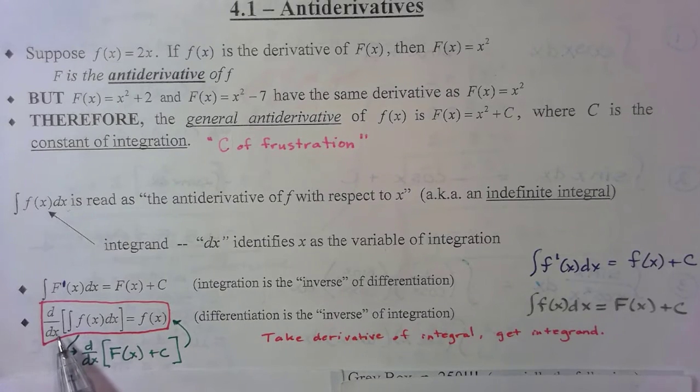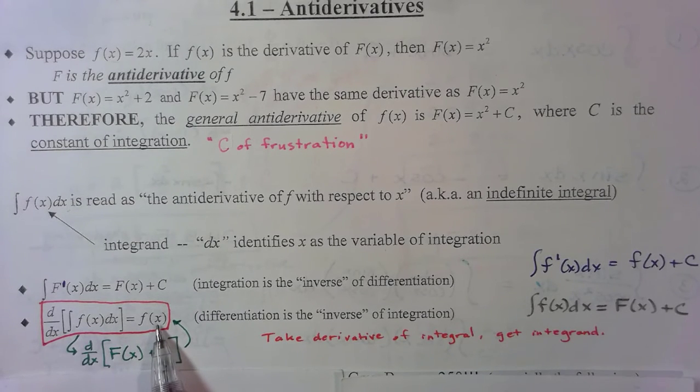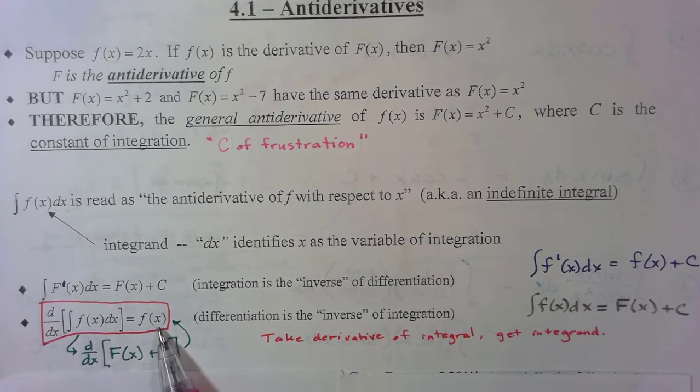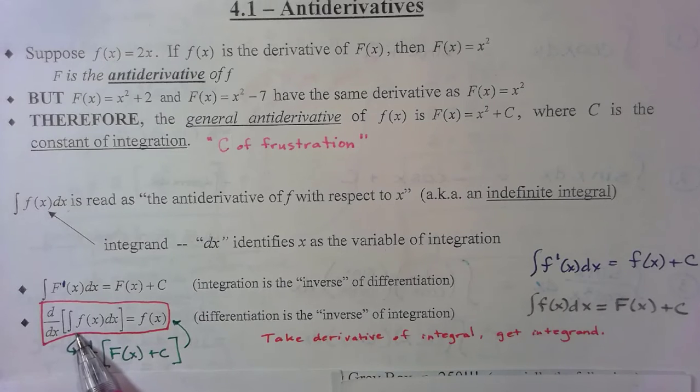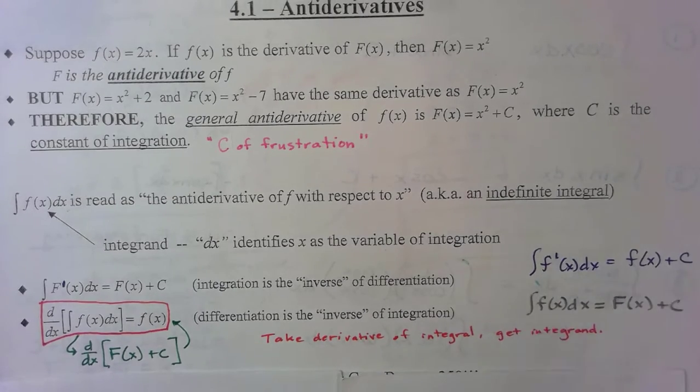And if I take the derivative of an integral, I get the integrand. Let me say that again. Take the derivative of an integral, I get the integrand. Or the derivative of the antiderivative is the integrand. Okay? Why would that be? Because the antiderivative of little f would be cap F plus c. And when you take the derivative of cap F plus c, you get the derivative of cap F, and the derivative of c is 0.